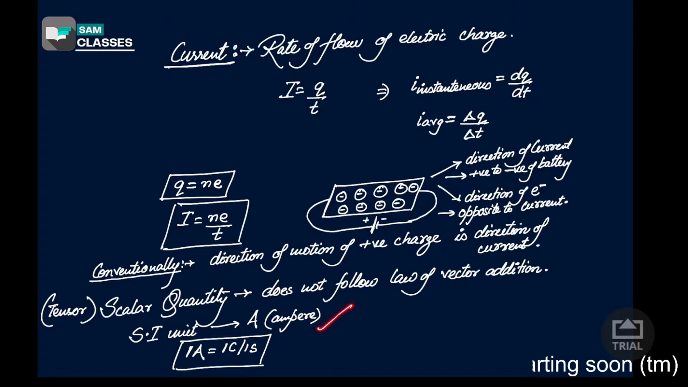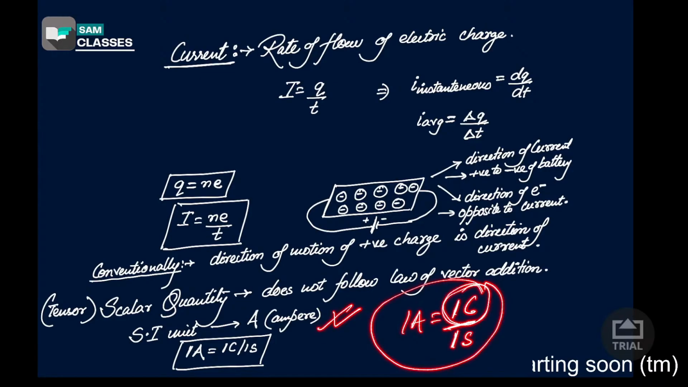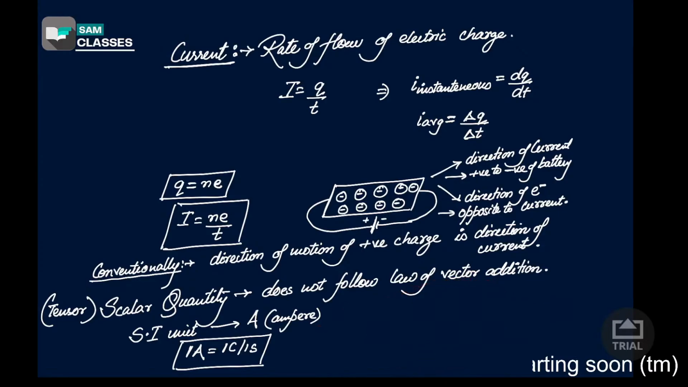The SI unit of current, ampere, we know. So 1 ampere is equal to what? The SI unit of charge is coulomb, and the SI unit of time is second. So if 1 coulomb of charge is flowing through any body, maybe a conductor, at a rate of 1 second, or per second, that is 1 ampere of current. Clear everyone? Till here clear?